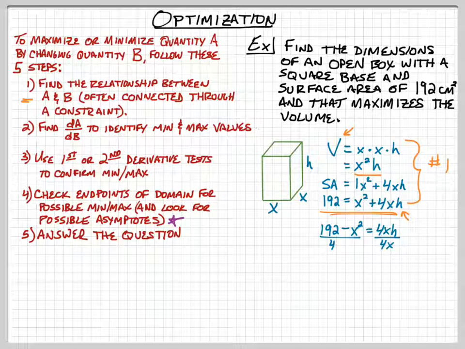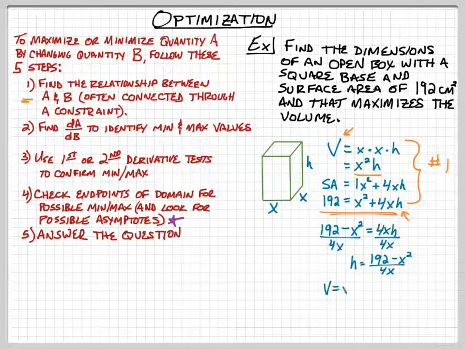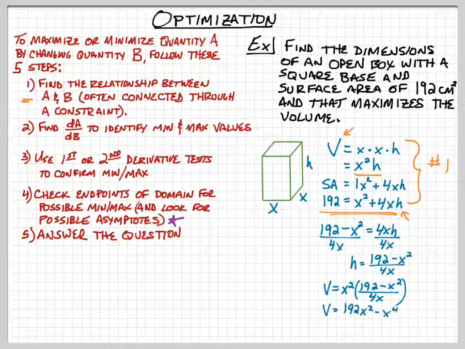We're going to divide both sides by 4x, and we're left with h equaling (192 minus x squared) over 4x. Now, what is the point of this? This can then be dropped into the volume formula for the height. So when we simplify this out, we're working towards getting a nice volume formula with only a single variable.